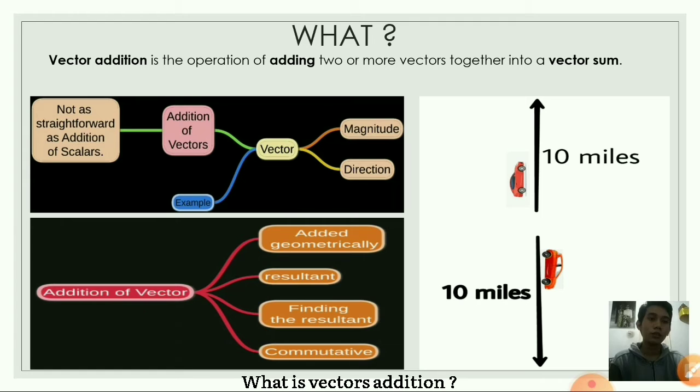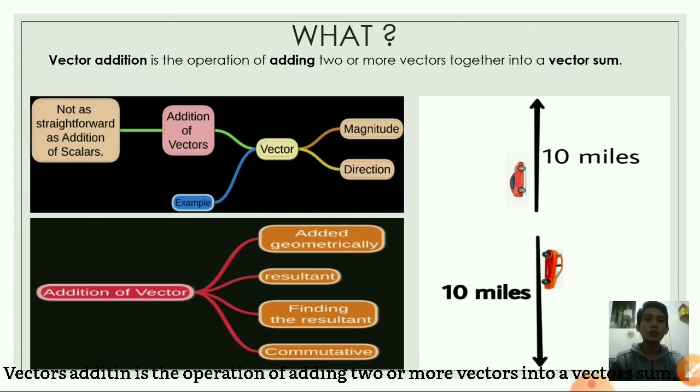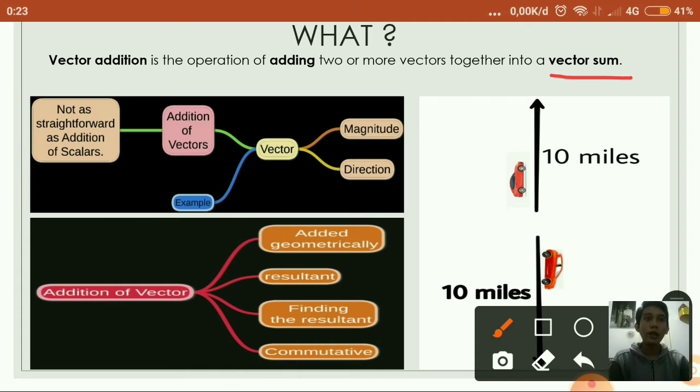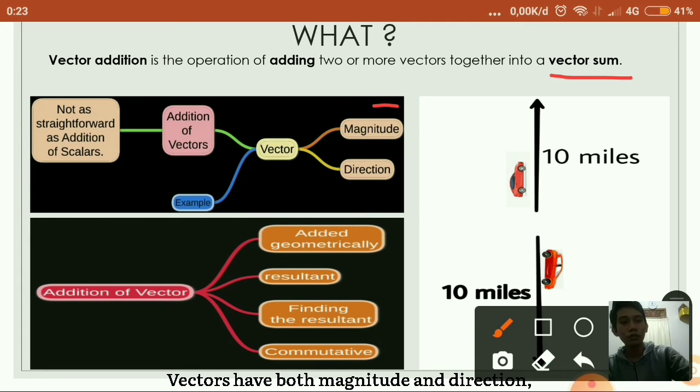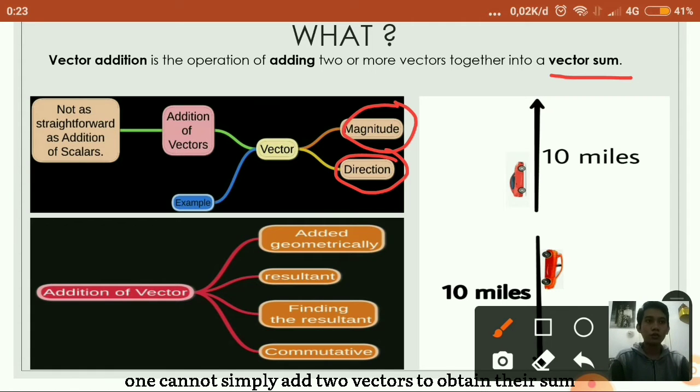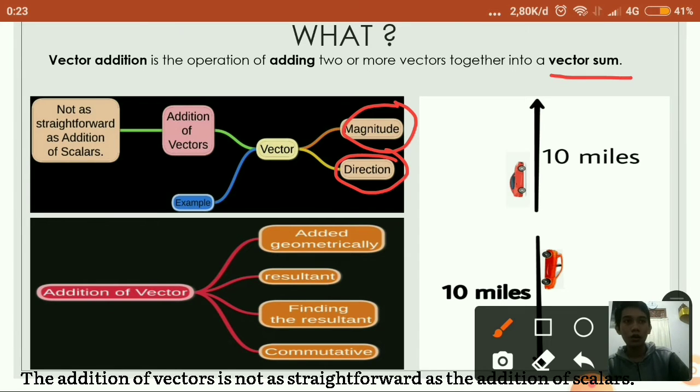What is vector addition? Vector addition is the operation of adding two or more vectors into a vector sum. Vectors have both magnitude and direction. One cannot simply add two vectors to obtain their sum. The addition of vectors is not as straightforward as the addition of scalars.